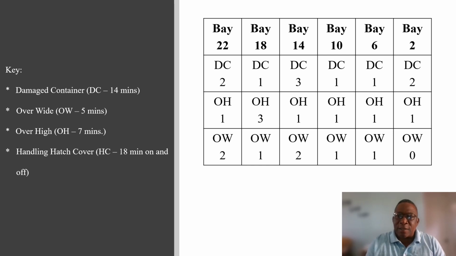As you can see in the bays, what's indicated there, bay 2, the number of damaged, overhigh and overwide containers. There's no overwide in bay 2, but in bay 6, there are overwide, overhigh, and overwide damaged containers. Similarly, bays 14, 10, 18, and 22 all indicate the number of damaged or special containers that will be handled.